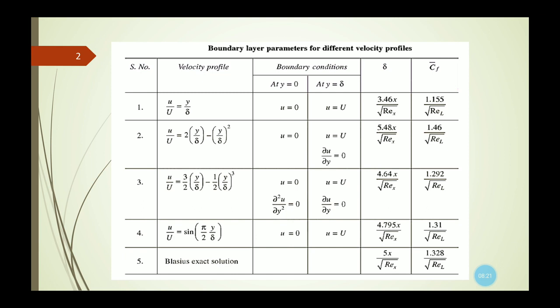Now this boundary condition is actually common for all the four different velocity profiles. And for the second one, we are getting one extra boundary condition, that is at y equals delta, del u del y equals 0. Now all these boundary conditions which are common here, that one we first need to apply, after that we will move one by one.